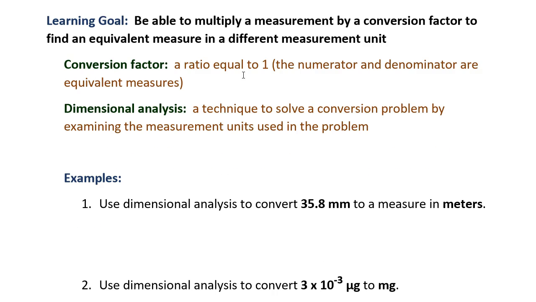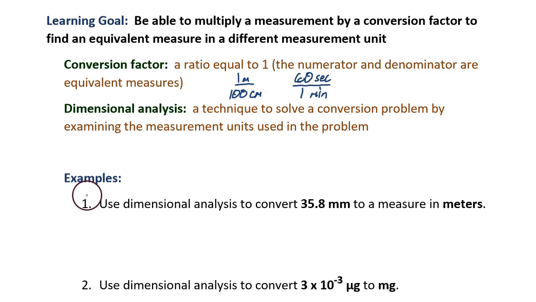There are two vocab words. First is conversion factor. This is a ratio that's equal to 1. That means the numerator and denominator are equivalent measures. Here's an example conversion factor. 1 meter is equivalent to 100 centimeters. 60 seconds is equivalent to 1 minute.